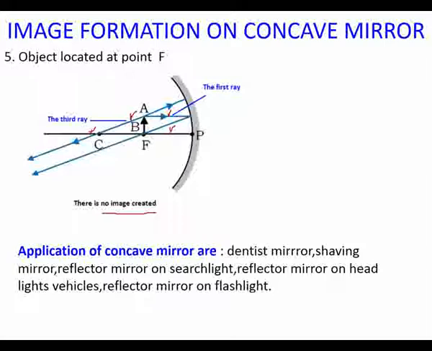After we have learned about image formation on the concave mirror, we should know the applications of the concave mirror. The applications are first the dentist mirror, second the shaving mirror, third the reflector mirror on a searchlight, the reflector mirror on vehicle headlights, and the reflector mirror on a flashlight.